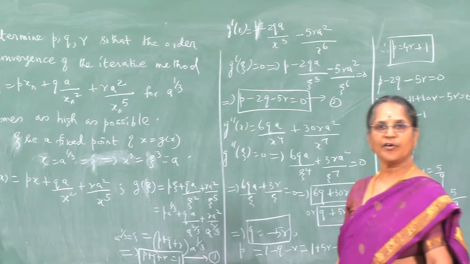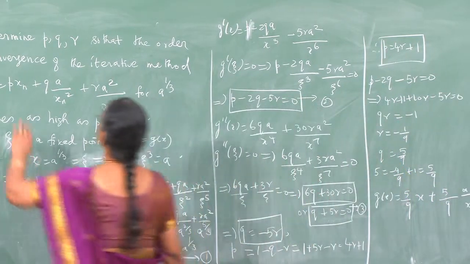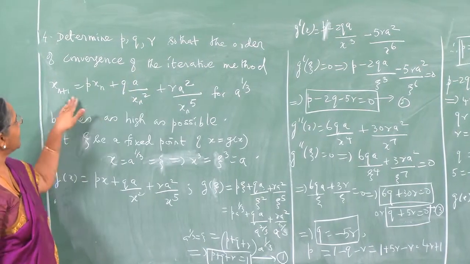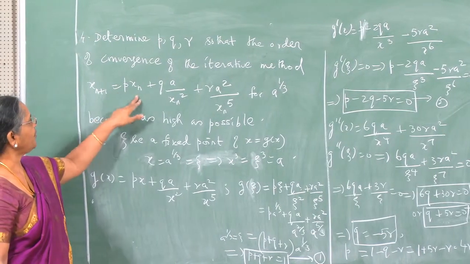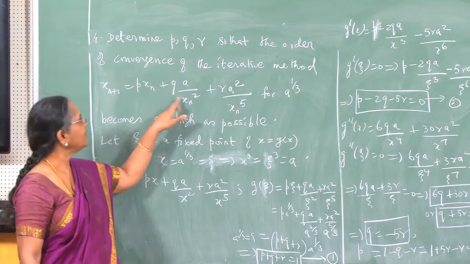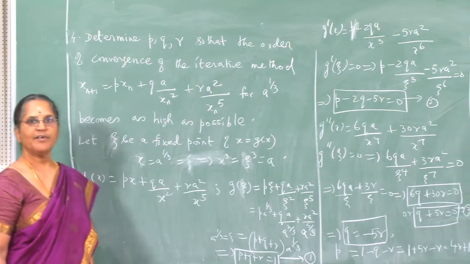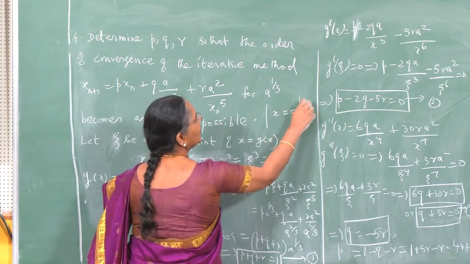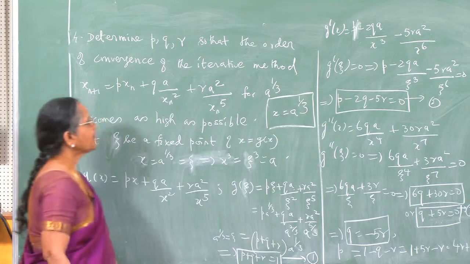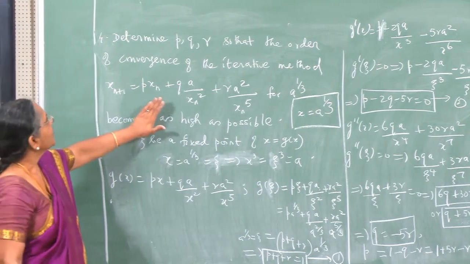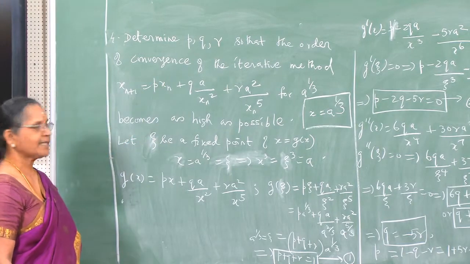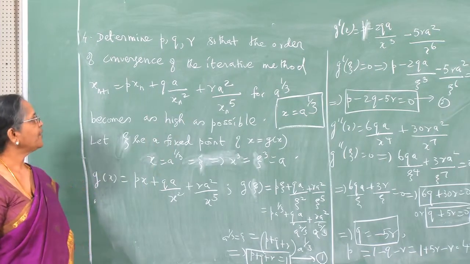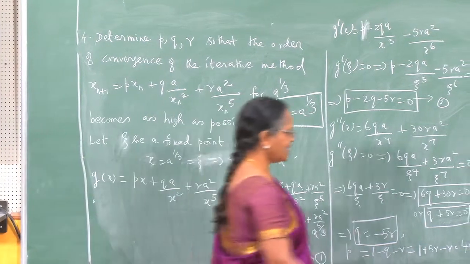Let us now consider the following problem. We are asked to determine constants p, q, r which appear in this iteration method, x n plus 1 equal to p x n plus q a by x n square plus r a square by x n power 5 for determining cube root of a number, say a, such that the order of convergence of this iterative method is as high as possible. What does that mean? We have already discussed.